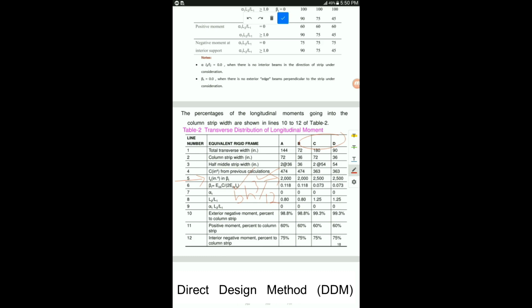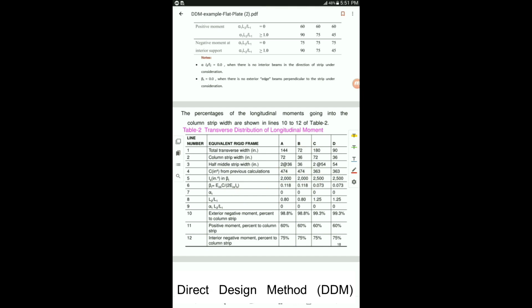You remember, while you are calculating the moment of inertia of the slab, it will be different for A and B, but when you are calculating it for beta t, the transverse distribution, you don't need to repeat it for B. The value which has been calculated for A will remain the same for B. Similarly, the value calculated for C will be the same for D.